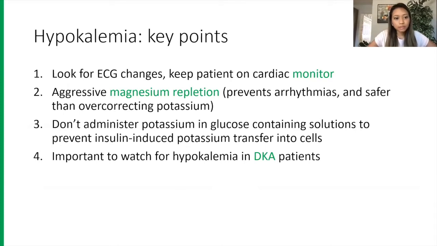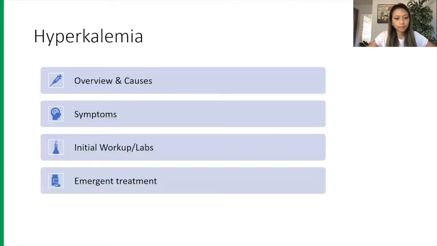So key points in hypokalemia: look for EKG changes, keep them on a monitor. Aggressively replace magnesium. It prevents arrhythmias and it's safer than overcorrecting the potassium. Don't administer potassium in glucose-containing solutions to prevent insulin-induced potassium transfer into cells. Also, it's important to watch for hypokalemia in DKA patients because you're giving them insulin, which lowers potassium.